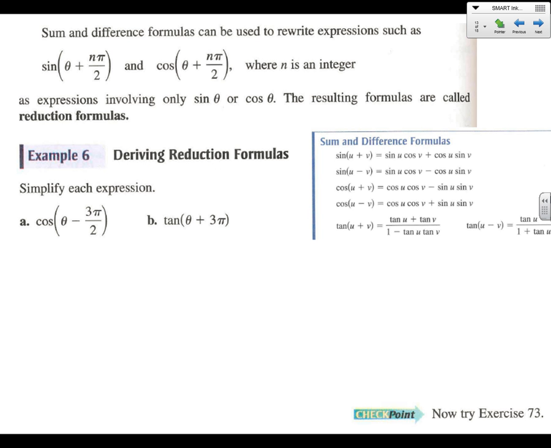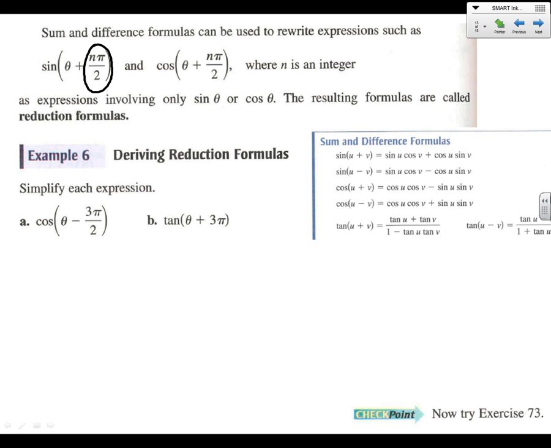All right, so now we're going to derive some reduction formulas on this one. And so I'm just going to jump in there and do these, simplify each expression. All right, so a reduction formula here is when we add 90 degrees or 180 degrees or 270 degrees, any multiple of 90 degrees. So this one is saying let's add 3 pi over 2. Okay, we're adding multiples of pi over 2. And let's see what we get.